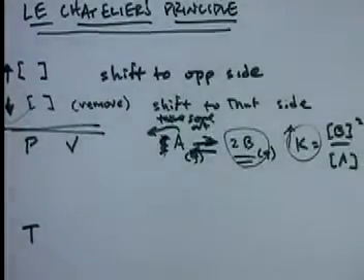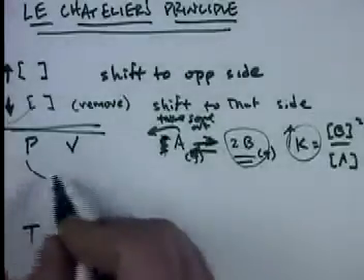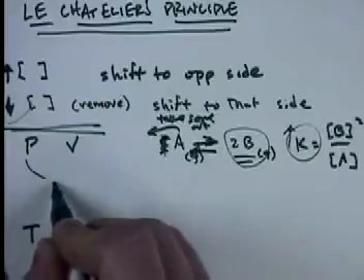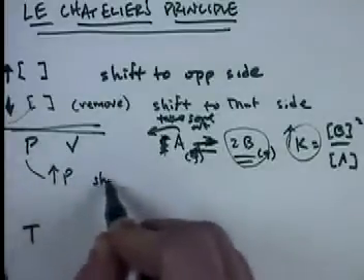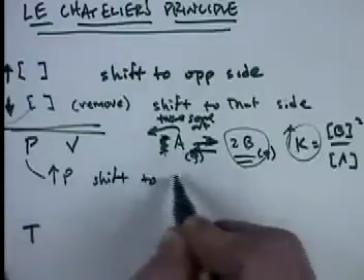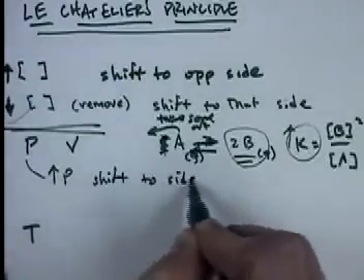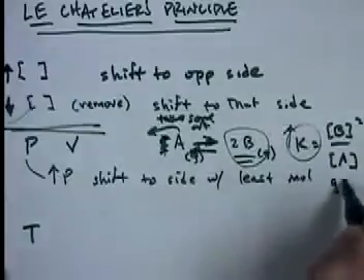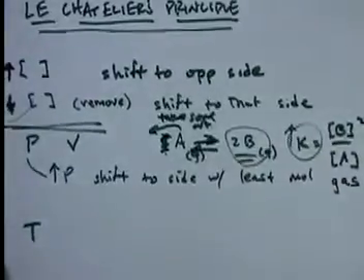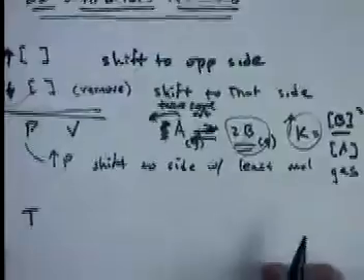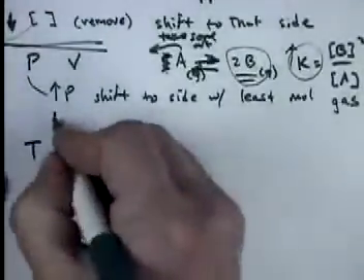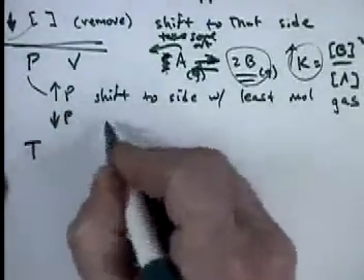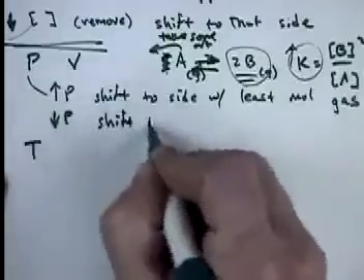How about pressure? Well, when you increase the pressure of an entire system, not just one substance, but of an entire system, it will shift to the side with the least moles of gas. If you decrease the pressure, then it will shift to the side with the most moles of gas.